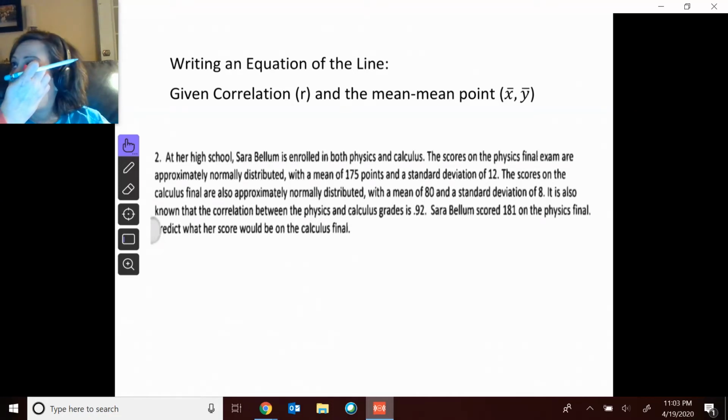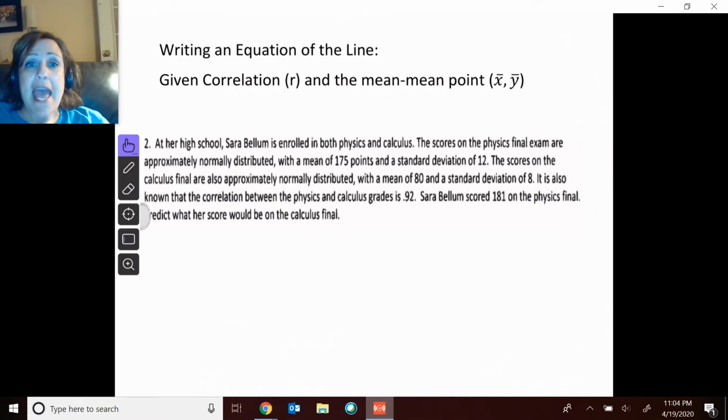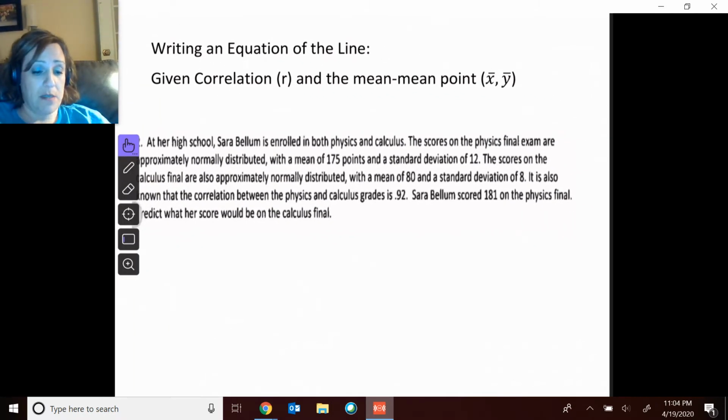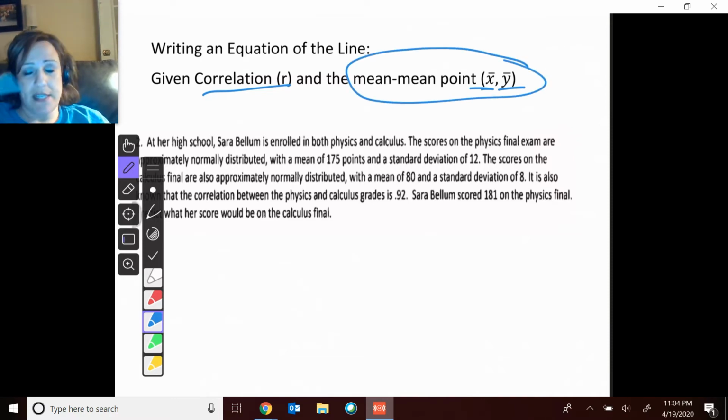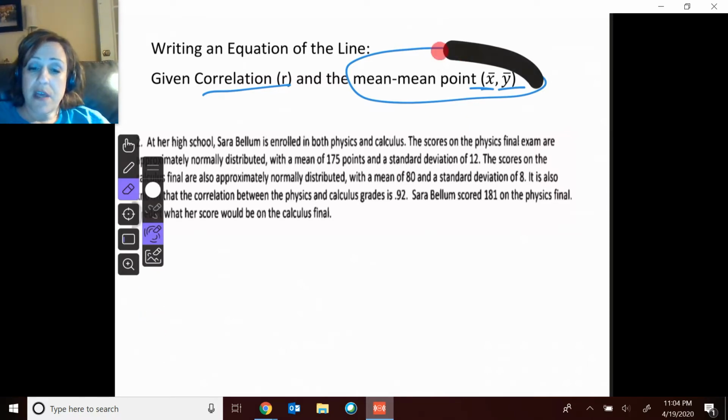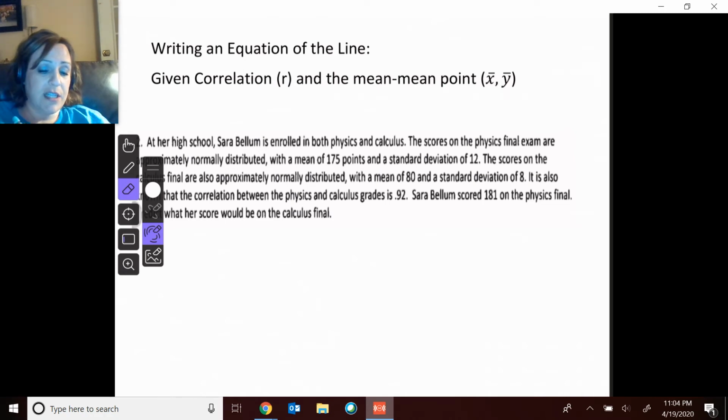Right, we're going to go over some of the math and arithmetic involved in writing the equation of the line if you are given the correlation coefficient and the mean point. X bar is the mean of X, and Y bar is the mean of Y. And this mean point is always on the line. So while we have that information, let's take a look at what we've got here, and we're going to write an equation of the line so we can make a prediction.